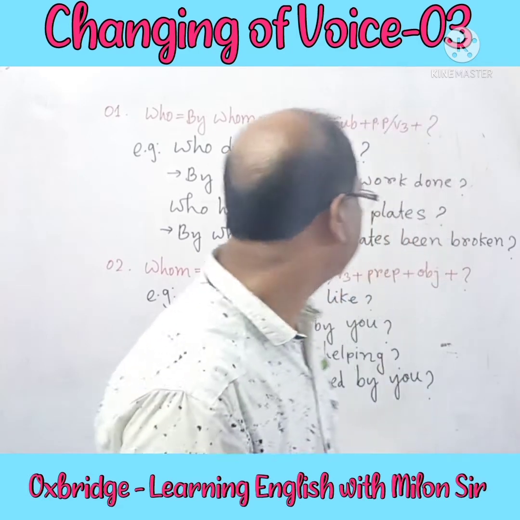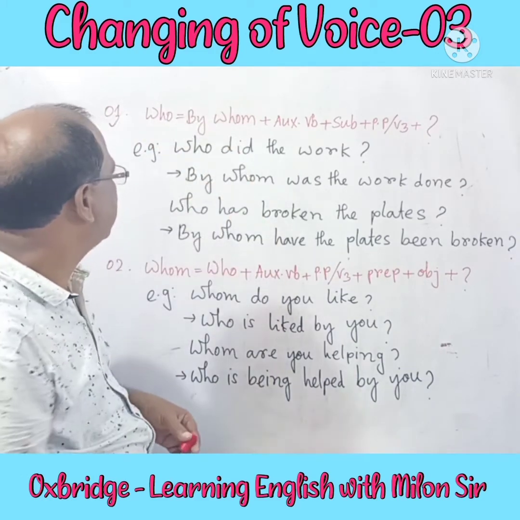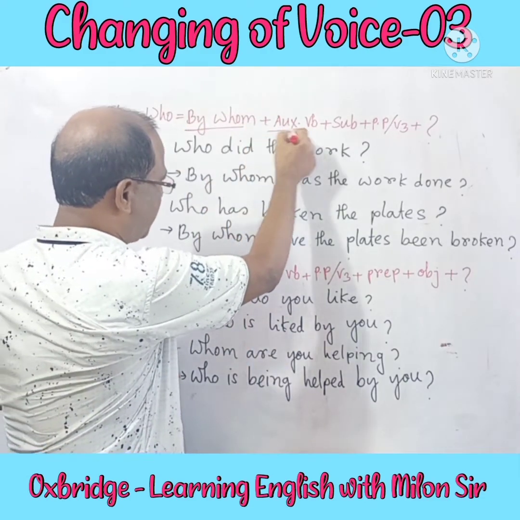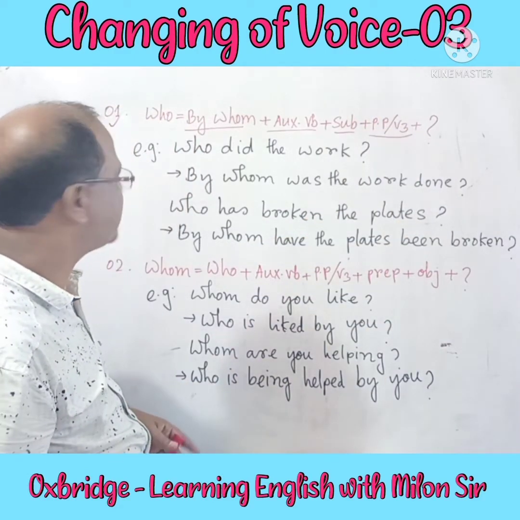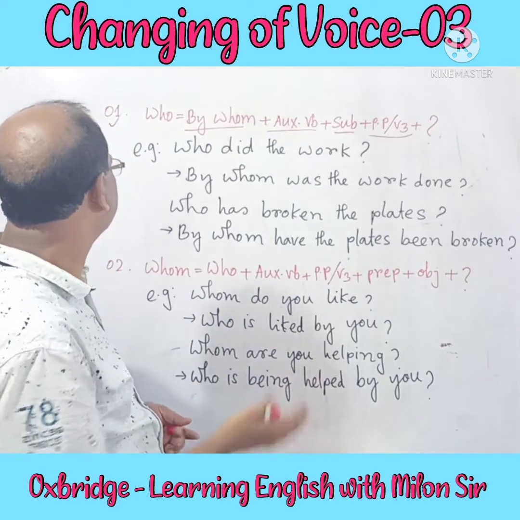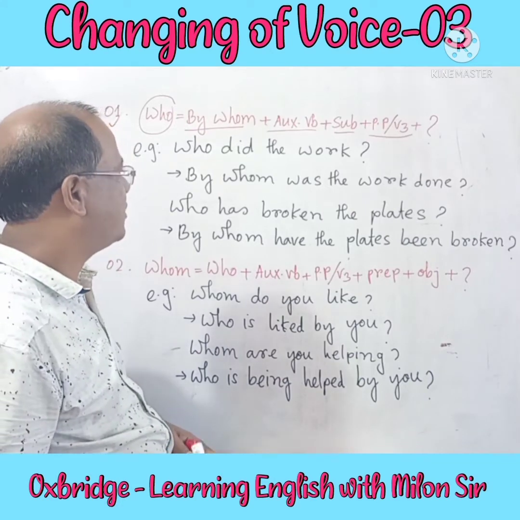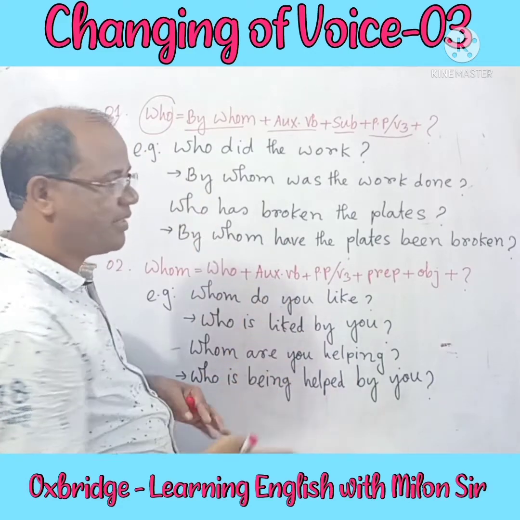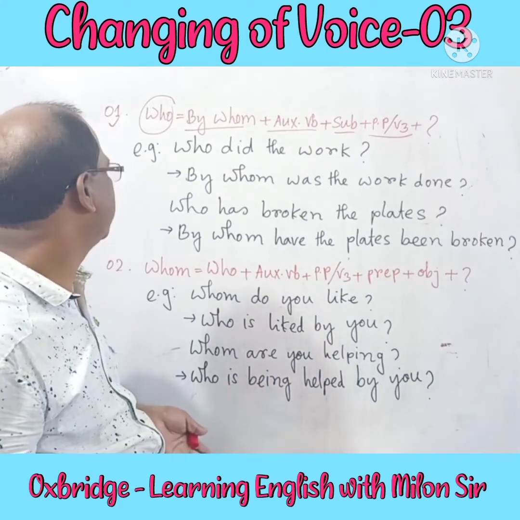So let's have a look. On the first one, you can see the relative pronoun who. And the structure we have to follow here is by whom, then auxiliary verb, then subject, then past participle form of verb, then the question mark. If the sentence begins with relative pronoun who, and we know that this type of sentence is interrogative, so the structure we have to follow is by whom, then auxiliary verb, then subject, then past participle form of verb, then question mark.